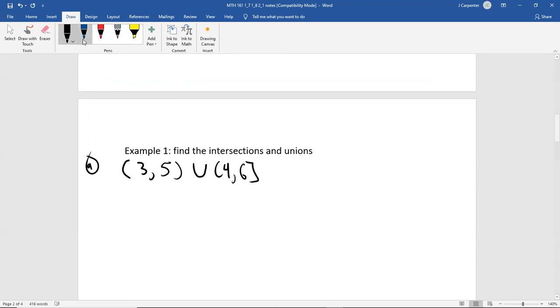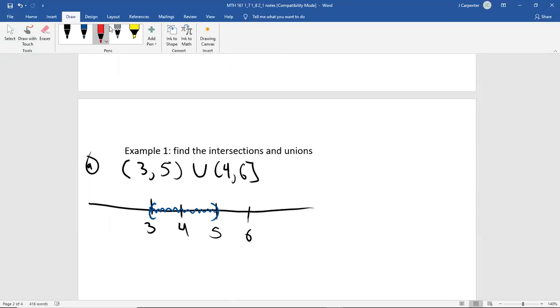So I'm going to do the (3, 5) on a number line. The numbers I need are 3, 4, 5, and 6 clearly. (3, 5) I'll do in blue. So here's the 3, here's the 5, and there's the shaded region. (4, 6] I'll do in red. So we put a parenthesis on the 4, a bracket on the 6, and shade between them.